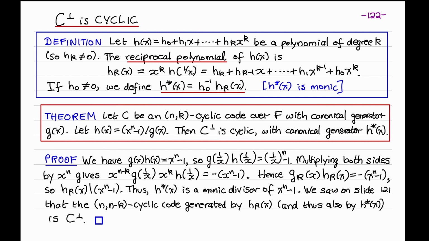I'll now multiply both sides of this equation by x to the n. On the right-hand side, we get minus x to the n minus 1. And on the left-hand side, I'll split up the x to the n into x to the n minus k and x to the k. Now you'll recognize this expression as a reciprocal of g, and this expression as a reciprocal of h. And so the product of these reciprocal polynomials is minus x to the n minus 1. And this shows that the reciprocal of h divides x to the n minus 1. Since h star is just a non-zero constant multiple of the reciprocal of h, it follows that h star is also a divisor of x to the n minus 1. In fact, a monic divisor of degree k.